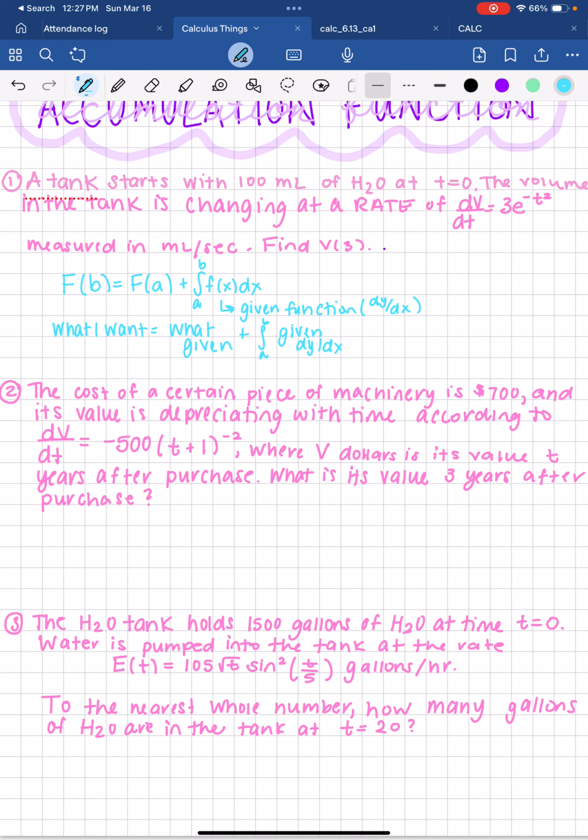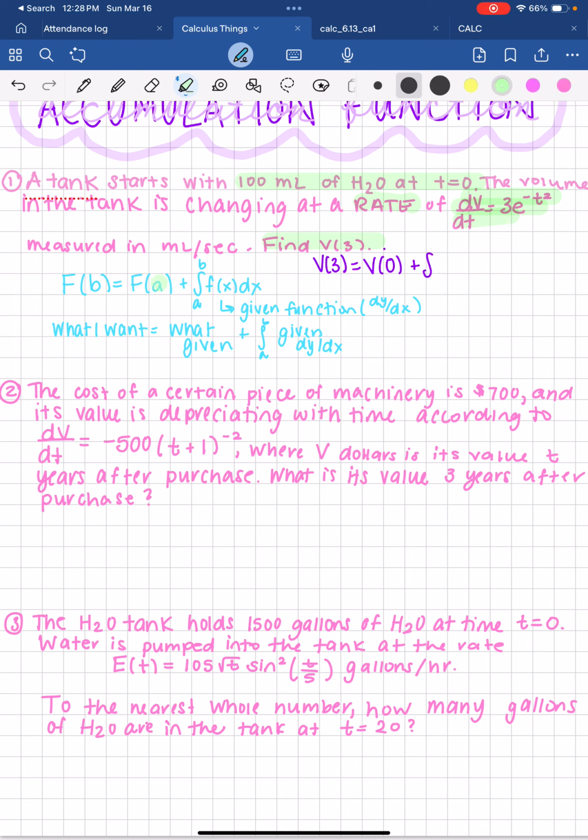So a tank starts with 100 milliliters of water. At time 0, the volume of the tank is changing at a rate of dV/dt equals this function. They want me to find V of 3. All right, so let's do it. Let's set it up exactly how I just said. What I want equals what I'm given. I'm given the initial volume at time 0 plus the integral between the two of them.